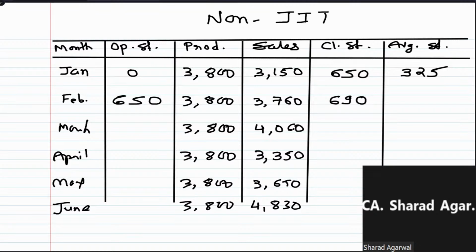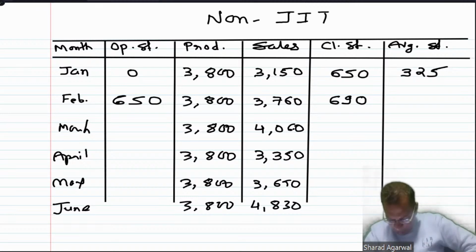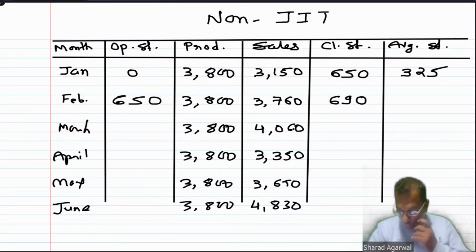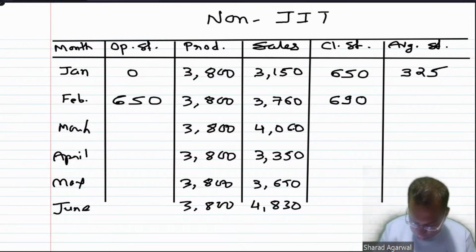Please check, dear student, the average for February will be 670. The average for March will be 560, then 655, 955, and the last is 515. Hope each and every student has got the correct answer.